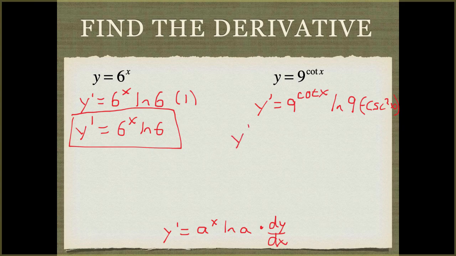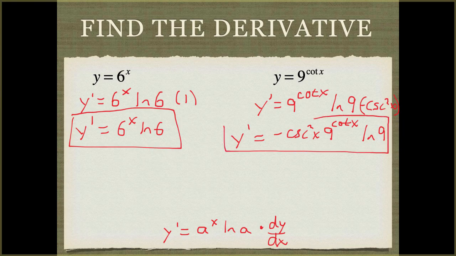A little hard to see the rest of it, but it's there, negative cosecant squared x. And then we have y prime. We're going to bring this out front. So we have negative cosecant squared x, 9 cotangent x, ln 9. This is my answer, negative cosecant squared x times 9 cotangent x ln 9. So we take our base to the power, we write that down again, we take the natural log of the base times the derivative of the exponent. That is how we find the derivative of an exponential function.